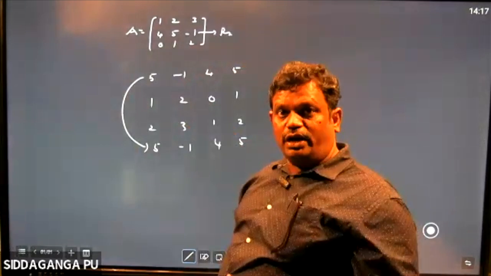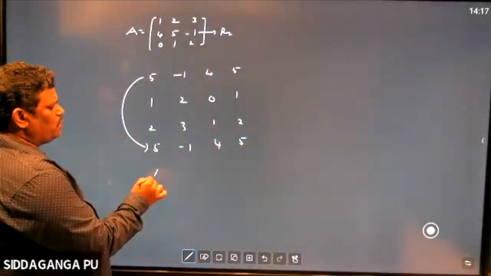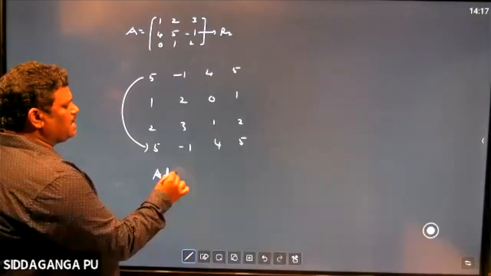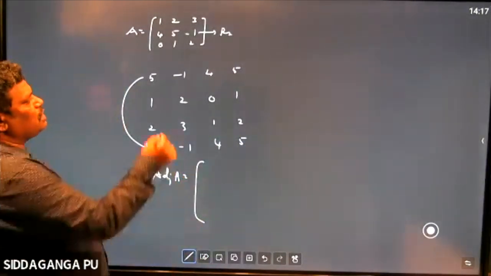Now, directly, if you want the adjoint, what we do here: directly if you want to find the adjoint of A, we need the adjoint directly. So then I find the 2 by 2 determinant values.